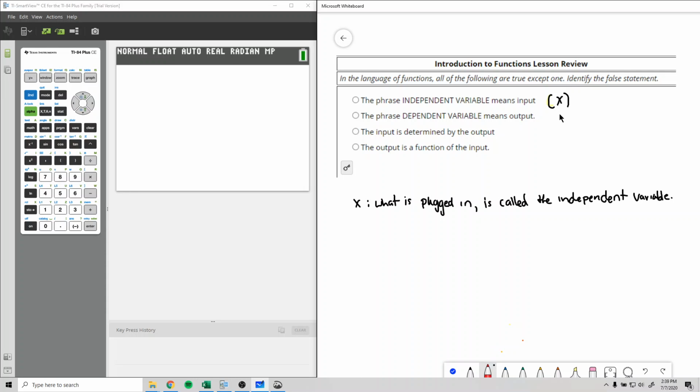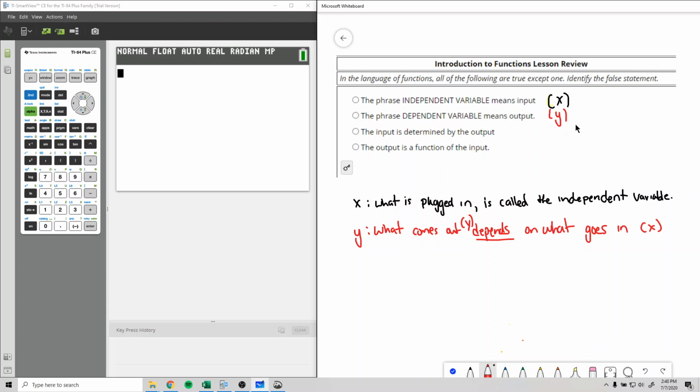Right. The second one, the phrase dependent variable means output, which is like our y value. The reason why this is the dependent variable is it is what comes out. And what comes out depends on what goes in. All right, so we plug in an x value, what comes out is the y value, and it depends on what goes in, which is the x value, because we're going to have formulas. When we plug in an x value, we're going to get some y value. It depends on what we plug in.